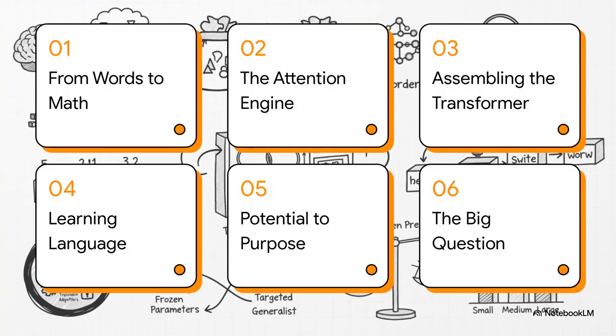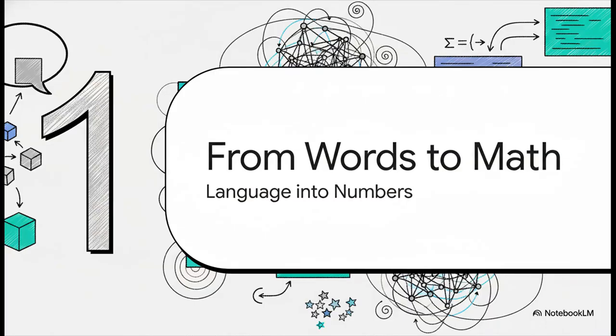Here's our game plan. We'll start at the very beginning, how a machine even learns to read. Then we'll get into the model's brain, the attention engine, and see how all the pieces get put together. From there, we'll look at how it learns, how we make it useful, and we'll finish up with the big question that's driving the whole industry. All right, let's dive in.